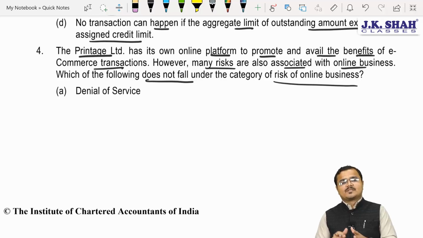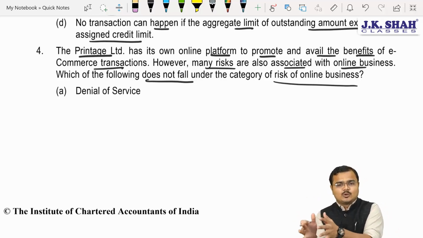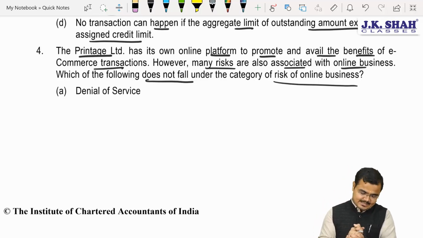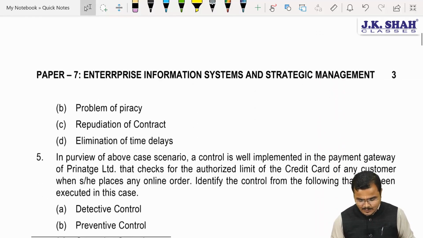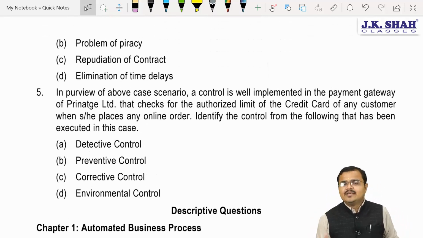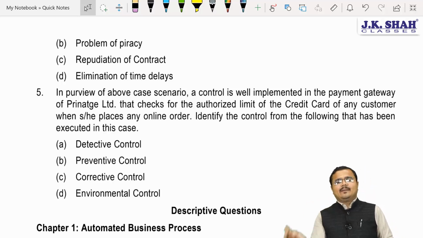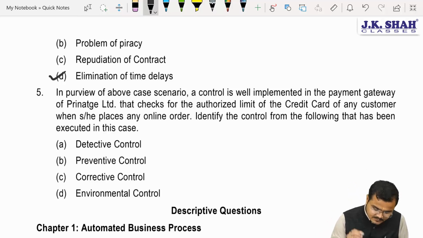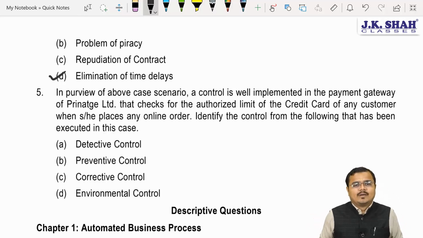Denial of services means what, Chartered? The person who is authorized to use it, we are not allowing that person to use those devices. Understood? Yes sir. Second one, Chartered, sir, problem of piracy. Obviously pirated versions of software and pirated movies, sir, major risk. Repudiation of contract, sir, cancellation of contracts can be done at any time in online business. Yes sir. Elimination of time delays. Chartered, elimination of time delays is the good side, not the bad side. Agree? Yes sir. So D will be the odd man out over here.